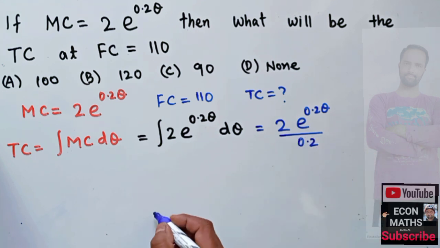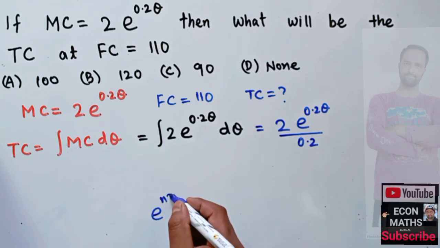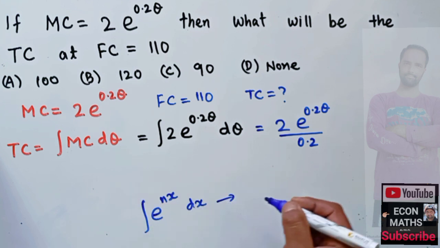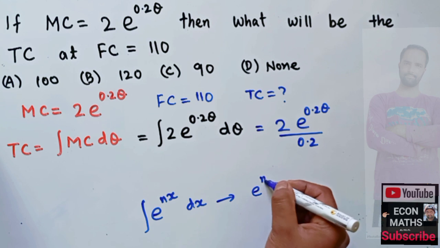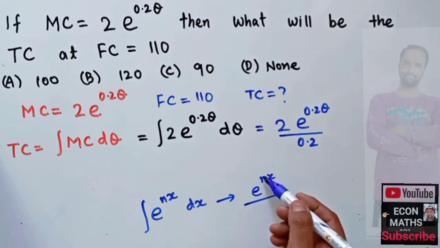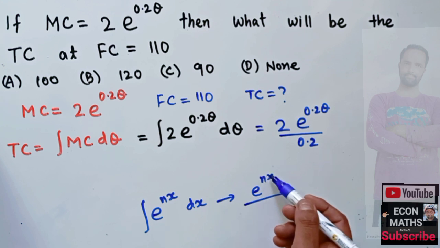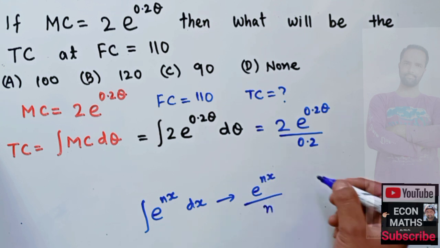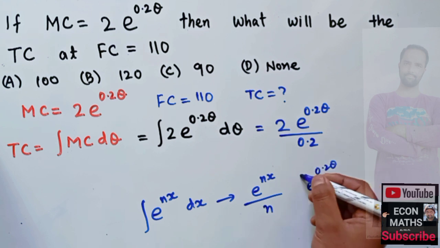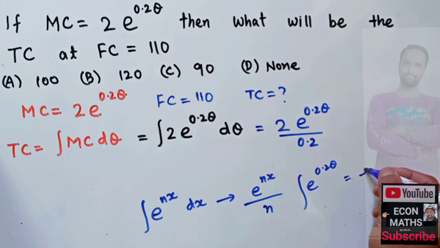Simple thing. If we have e to the power nx, its integral with respect to x is simply e to the power nx divided by the coefficient of x here, which is n. In this case we have e to the power 0.2 q. Its integral is e to the power 0.2 q divided by the coefficient of q, that is 0.2.